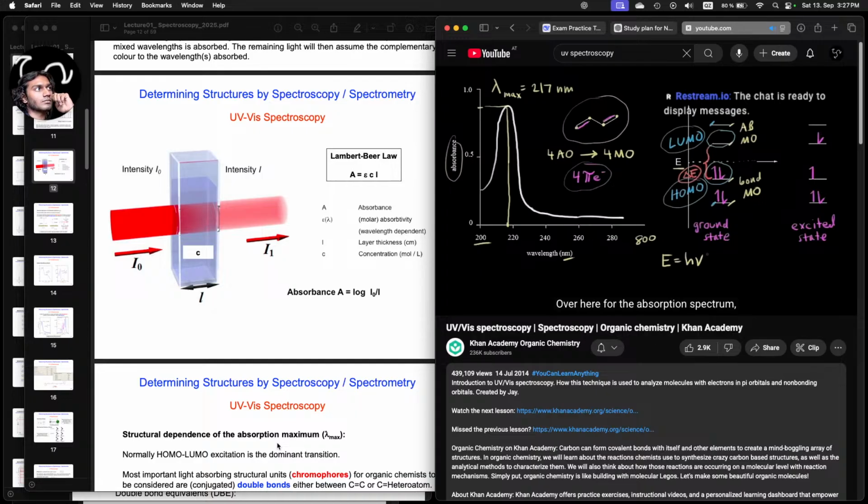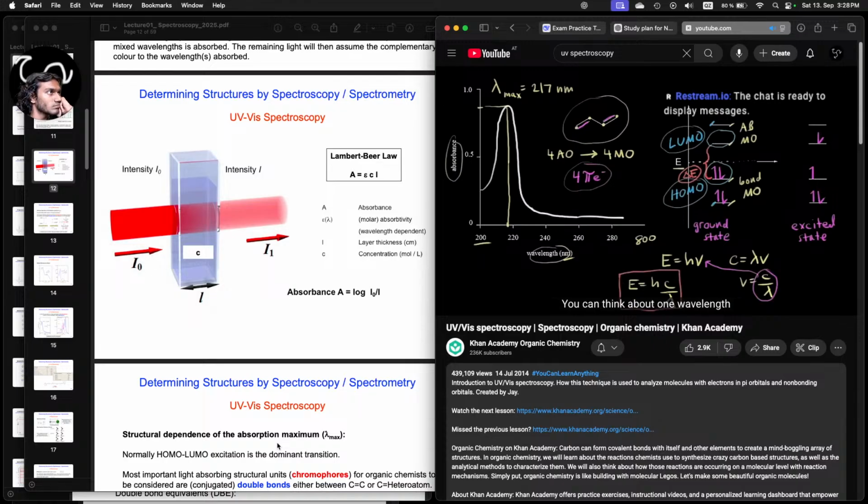Over here for the absorption spectrum, we have everything in wavelengths, so we need to write the energy in terms of a wavelength. The frequency and wavelength of light are related by the speed of light being equal to the wavelength times the frequency. So the frequency is equal to c over lambda, and we can plug that in. Now the energy is equal to h times c over lambda. This is really important: energy and wavelength are inversely proportional to each other.